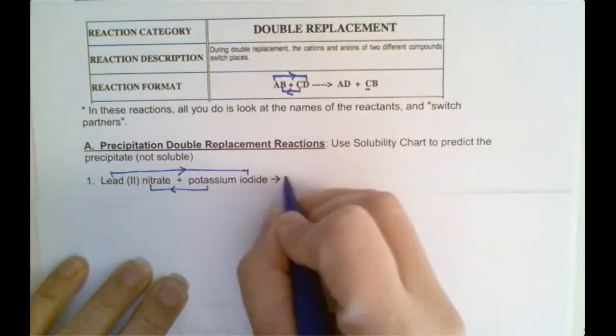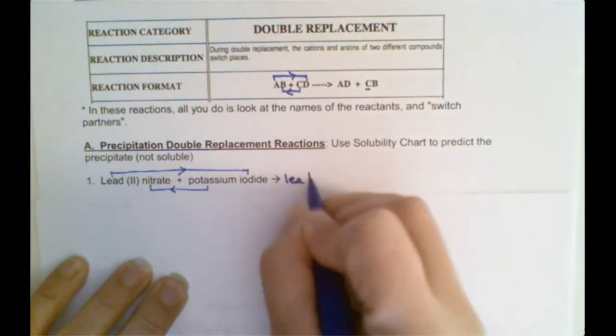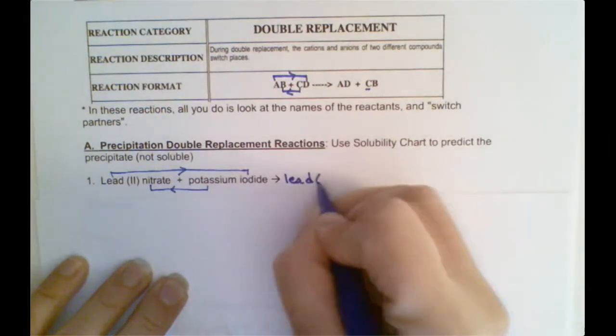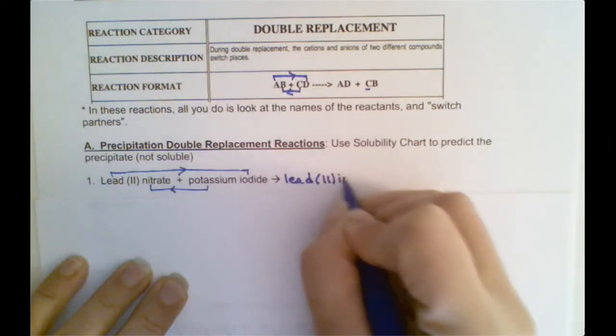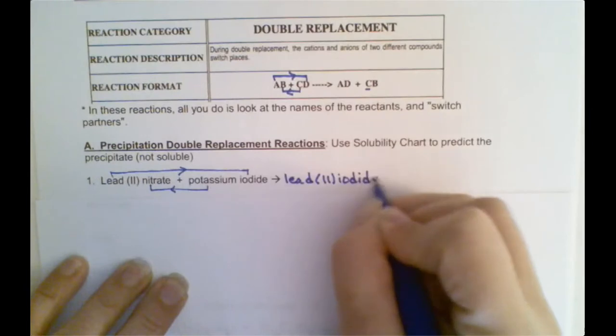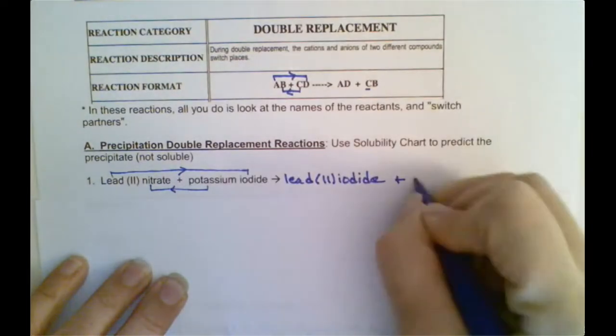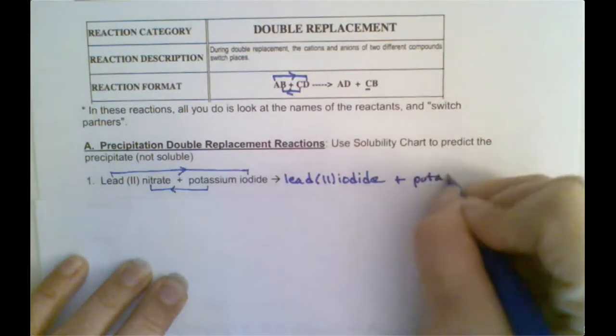So let's finish the word equation. So we would get lead 2 iodide plus potassium nitrate.